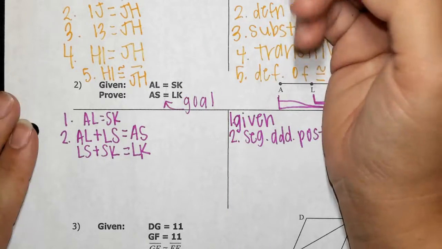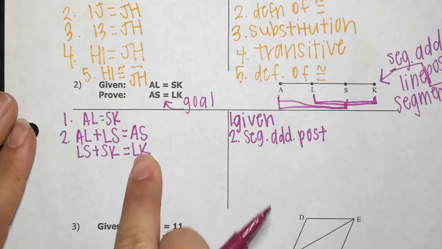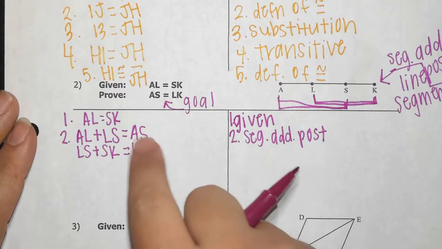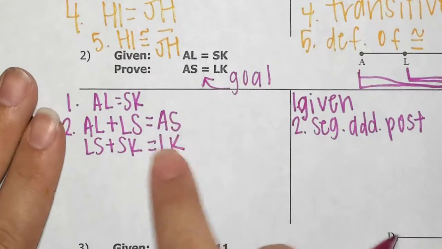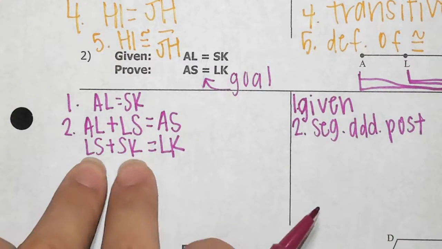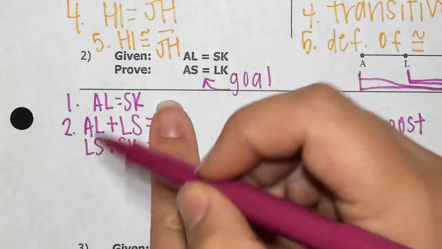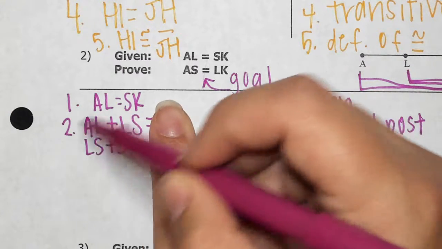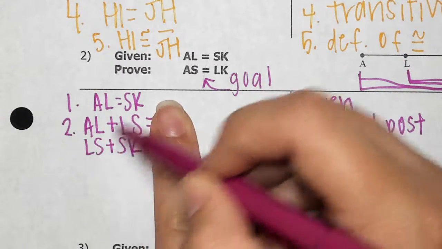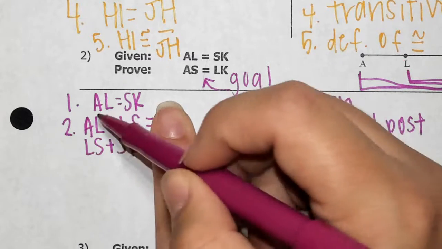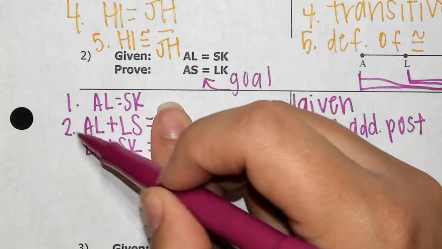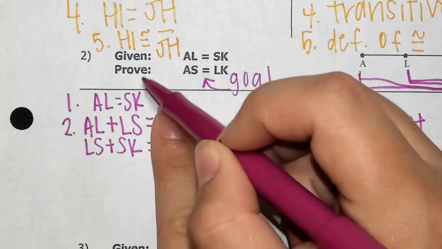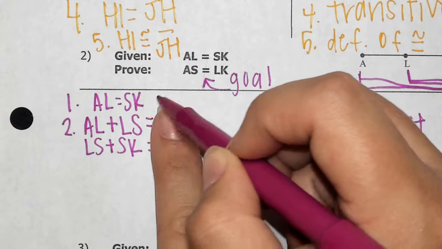AS equals LK. Well, here's AS and LK. So we have to get these 2 to set them equal to each other. Our problem is we can't set them equal to each other because they're not the same. What do these 2 have in common? This one right here, right? They have LS in common. But AL and SK, those are different. But what do we know about AL? It's the same as SK, right?